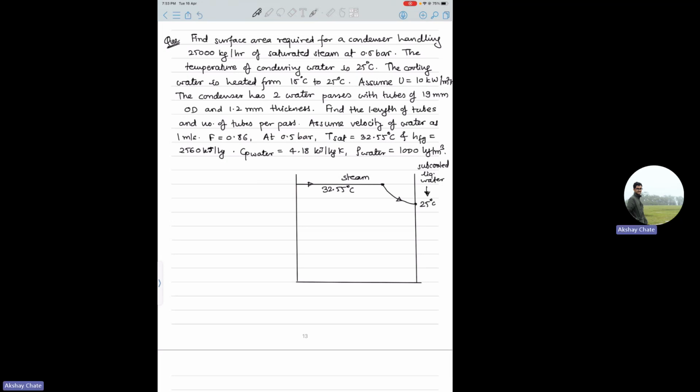And then you have cooling water, which is going from 15 to 25. So this guy also goes like this. So this is your cooling water. It comes in at TCI, which is 15 degrees Celsius, and this is your TCO as well as THO, and your THI will be 32.55. So like this it is there.